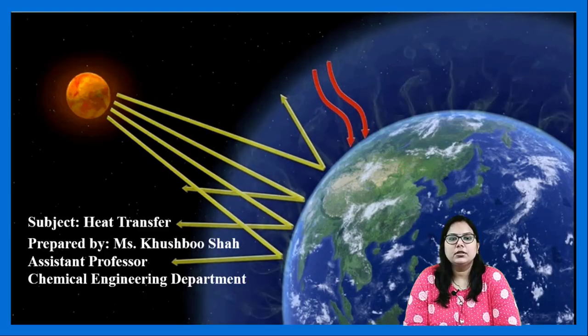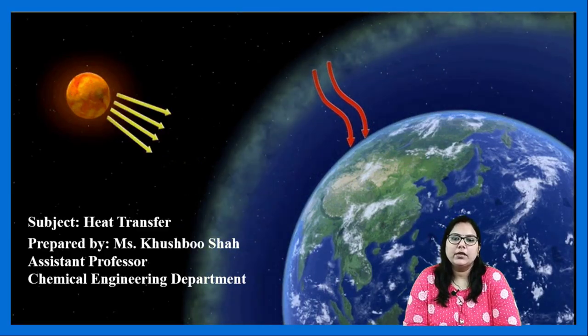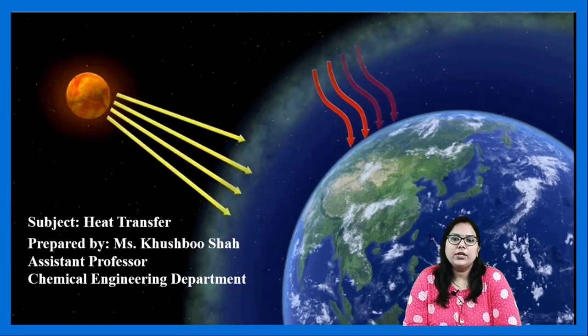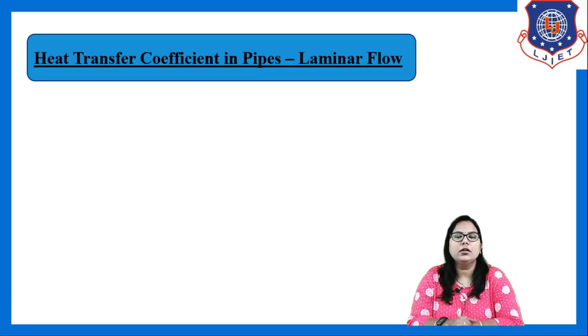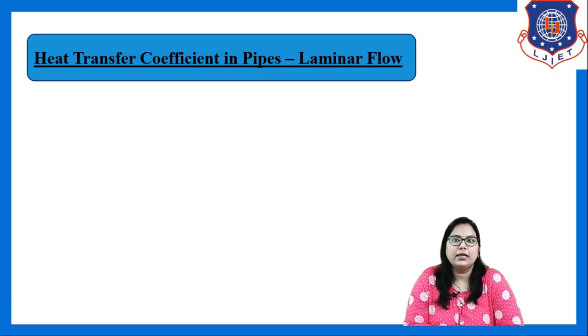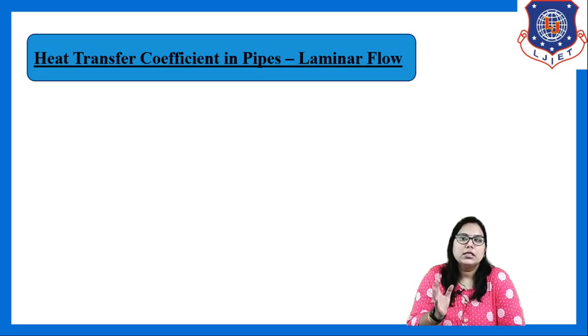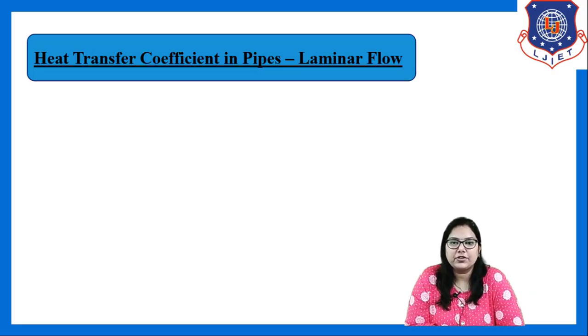In our previous session, in chapter Convection, we have seen different dimensionless numbers and their significance. Now in today's session, we will see a new topic, which is how to calculate heat transfer coefficient in pipes for laminar flow. Whenever such type of problem is given, and you find that the flow is of laminar type, then we have to use this equation for calculation of heat transfer coefficient. Let's see what that equation is.